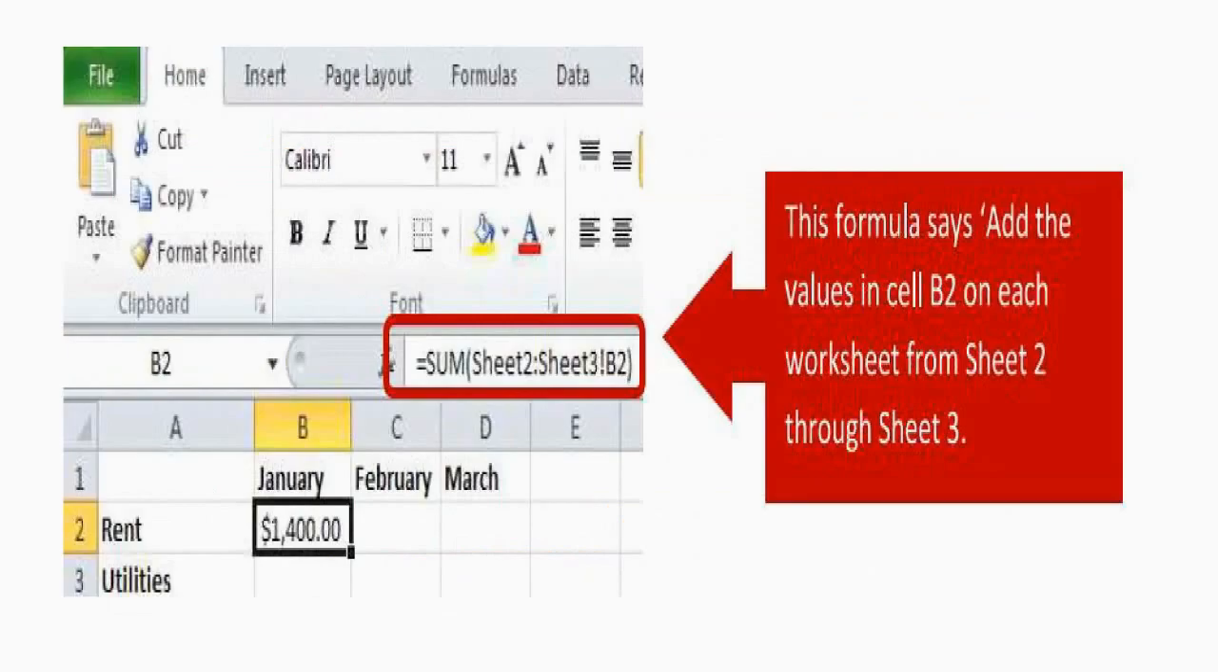In the same way, this formula shows how to add the values in cell B2 on each worksheet, from sheet 2 through sheet 3.